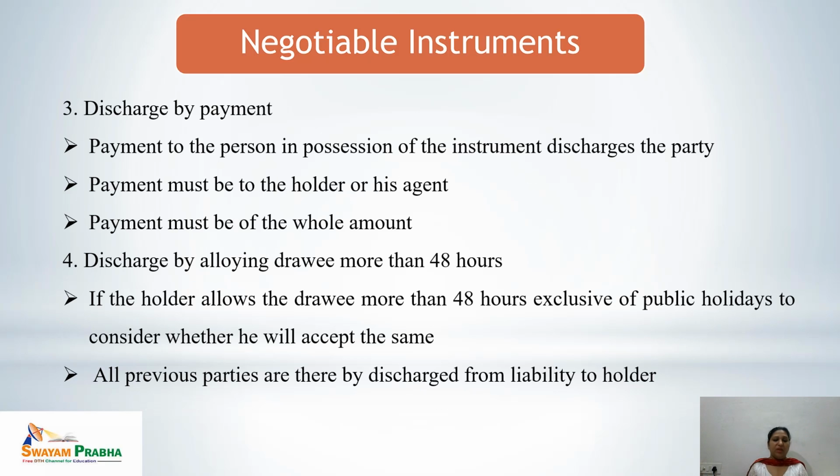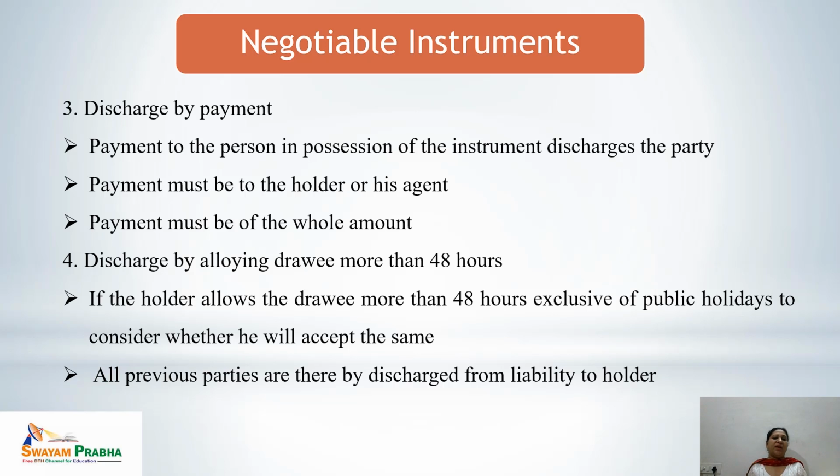Next is discharge by payment. Payment to the person in possession of the instrument discharges the party. It is a very usual way. Once the payment is made, the party would automatically get discharged. The payment must be to the holder or his agent, and payment must be of the whole amount. If only some part of the amount is paid or some performance is left, it is not called discharge by payment because a part of the performance is still left.